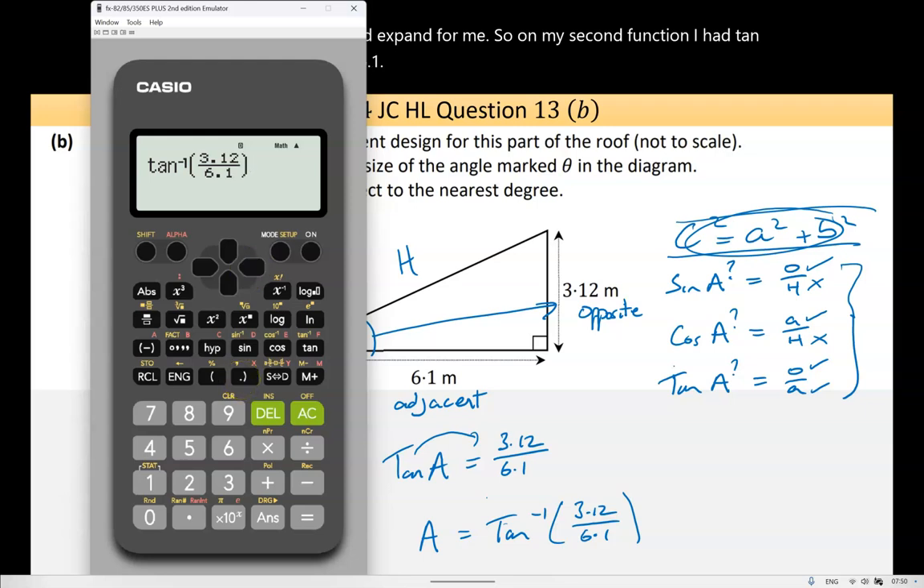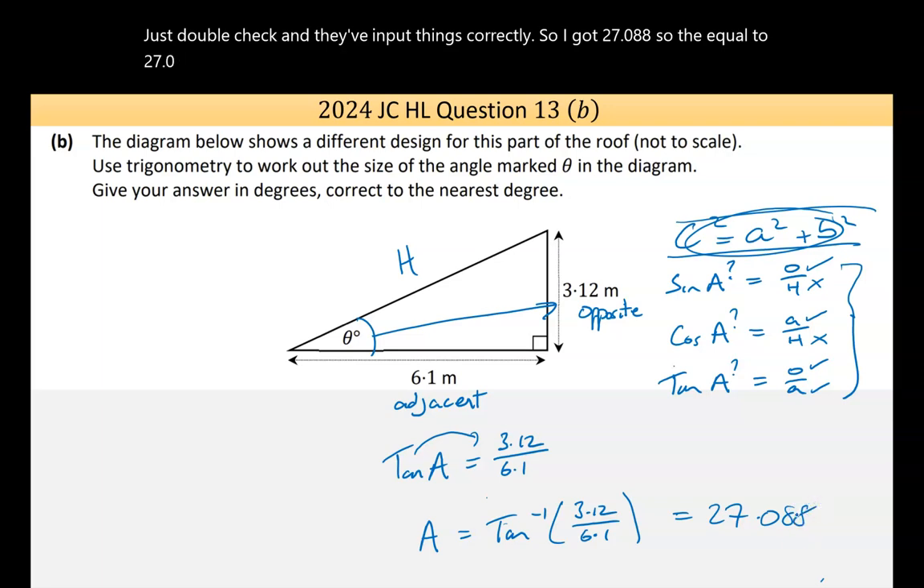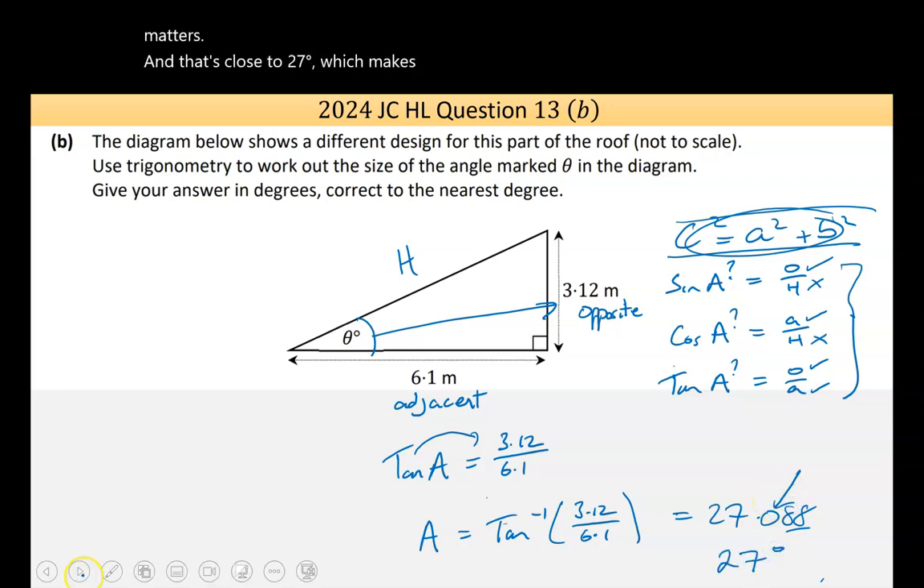Just double checking that I've input things correctly. So I got 27.088. So it's equal to 27.088, and it's the correct nearest degree. So none of these digits matter. This is what matters. And that's closest to 27 degrees, which makes me suspicious.